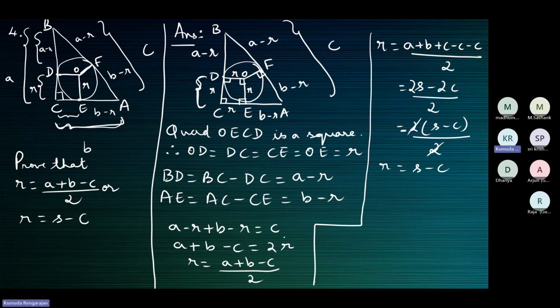In a right triangle, the in-radius is equal to the sum of the legs minus the hypotenuse by 2. Now you need to also show that it's equal to S minus C.